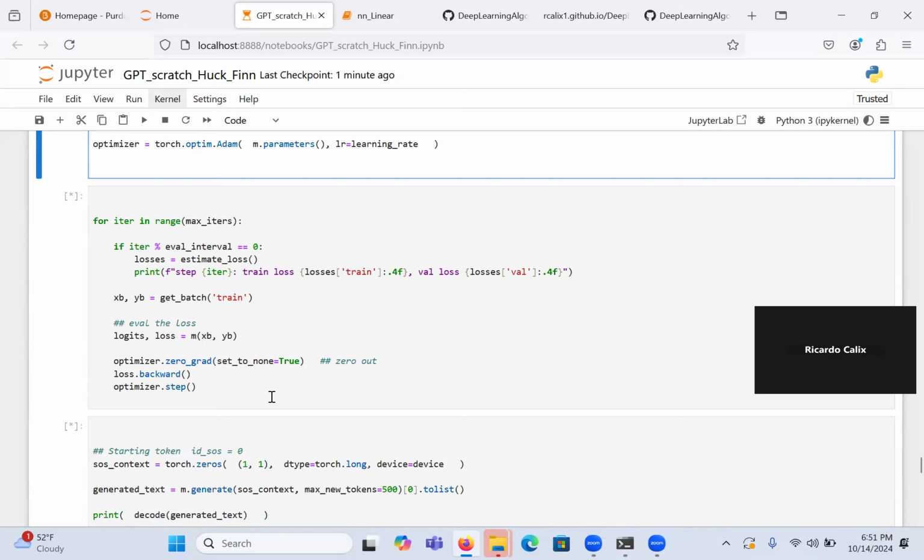Say that again. Is it the GPU that is on this computer? If I had a GPU in this computer, it would use it by default. Because I do have a setting where I can select GPU, but I don't have a GPU available in this computer.